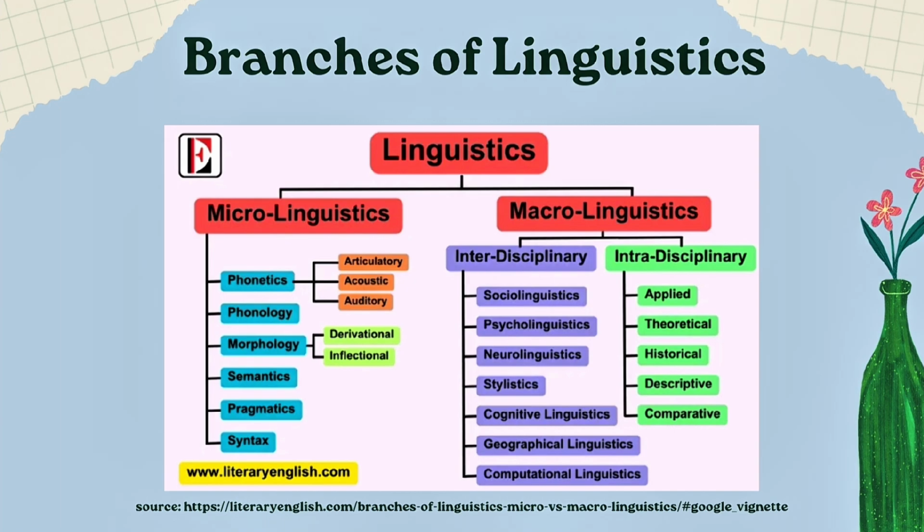In this diagram, macrolinguistics is divided into interdisciplinary and intradisciplinary fields. The inter one means linguistics that interacts with other fields of study, while intradisciplinary linguistics focuses on internal linguistic approach. From this diagram, we can see that linguistics is a very broad field. However, in this video, we will focus more on pragmatics that belongs to microlinguistics.